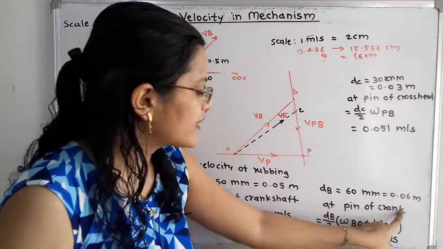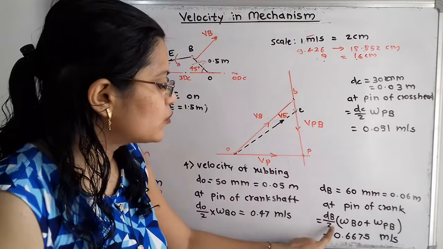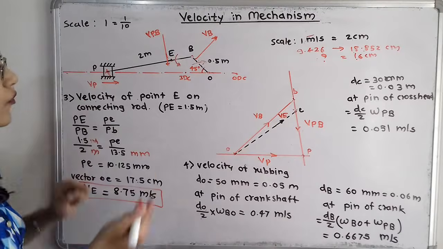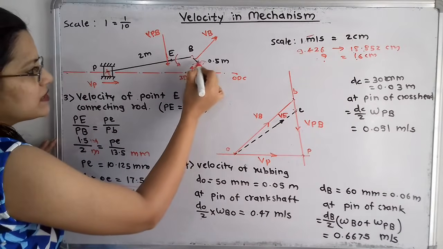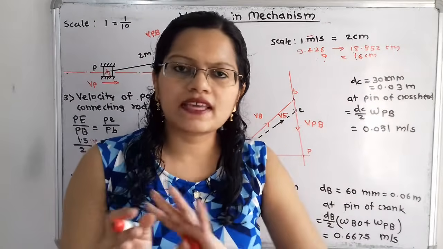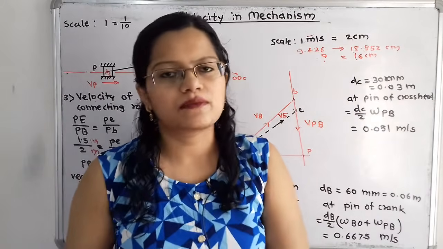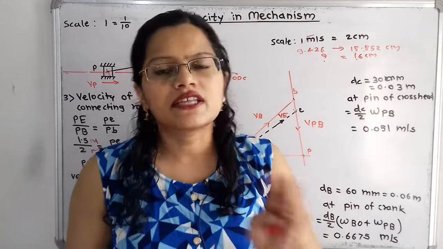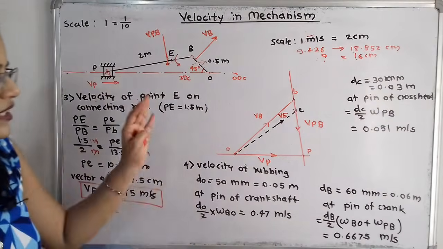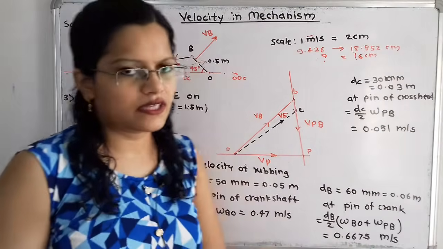So at the pin of crank, that means at the point B, how can we calculate the velocity of rubbing? That is dB by 2, in the bracket omega BO plus omega PB. Why are we adding? Because omega BO is in the clockwise direction and omega PB is in the anti-clockwise direction. Suppose they are in the same direction, we have to subtract, that is, we use subtraction of the angular velocities. But when both are in opposite directions, we have to add the omegas. We have already calculated these values, so we can use them and find the answer: 0.6675 meter per second.